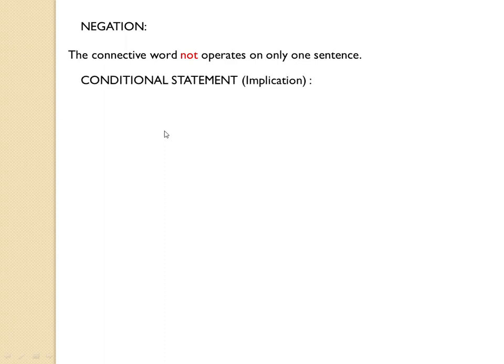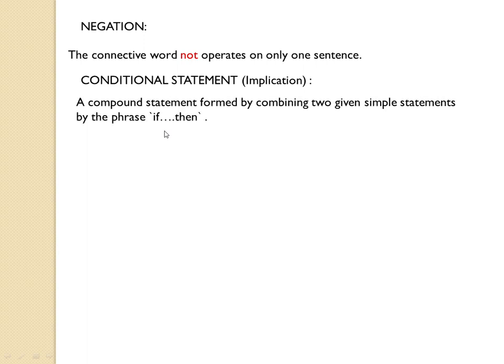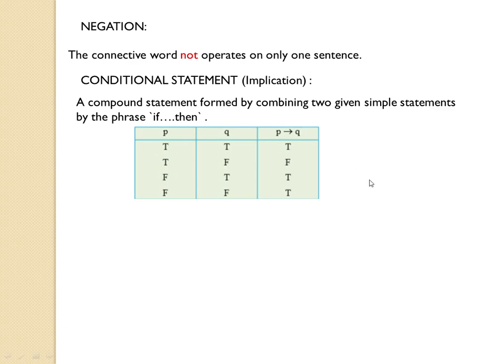Next is conditional statement, which is also called implication. A compound statement formed by combining two given simple statements by the phrase if then. Now here is the truth table of implication. P implies Q. If the first statement is true and the second statement is false, then P implies Q is also false. Otherwise write the value T.